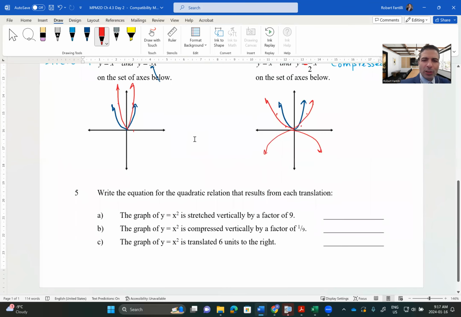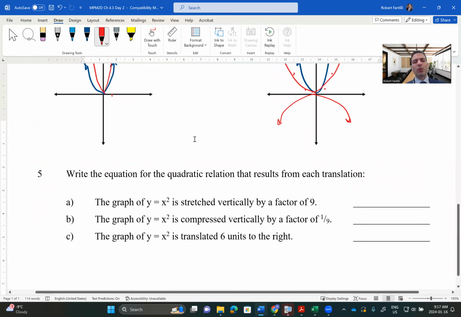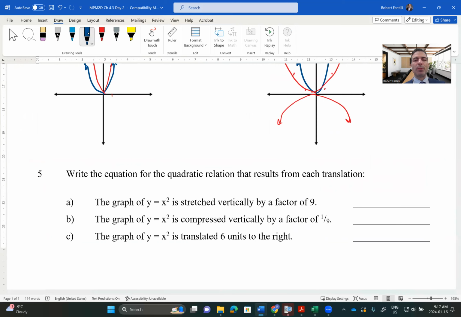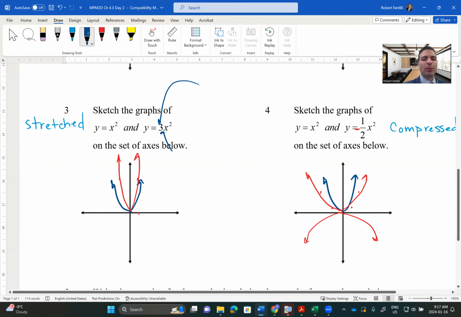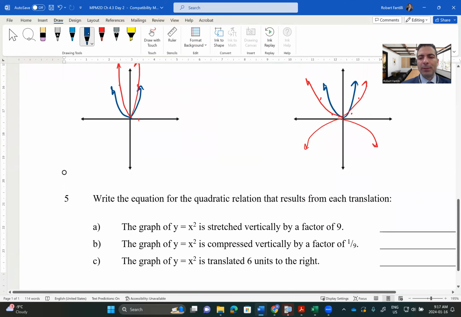Now, armed with the information that you've gathered in the 2 videos so far, we're going to write the equation based on the transformation that's been applied, or the translation that's been applied. So it's telling us that the parent parabola, y equals x squared, has been stretched vertically, that's the math terminology, by a factor of 9. Remember, the stretch or compression is affected by the A value. That's what tells us what happens. This was stretched by a factor of 3. So to be stretched by a factor of 9, all that's going to happen is y equals 9x squared.